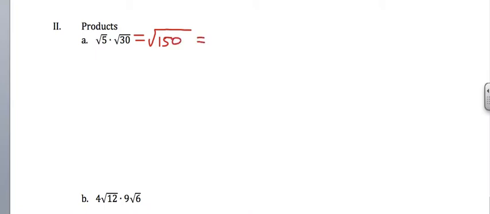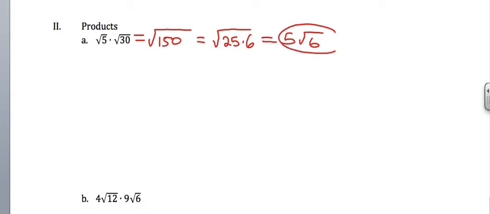150, on the other hand, I can simplify. 25 goes into that 6 times. 25 times 6. The square root of 25 is 5. So I get 5 times the square root of 6, which is equal to 5 times the square root of 30. So sometimes you can't simplify these to begin with, but then what you find is later on you actually are able to simplify after you multiply.